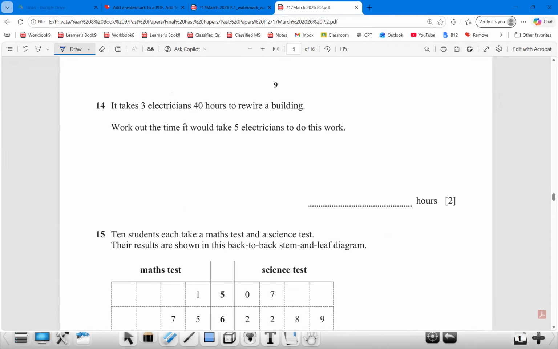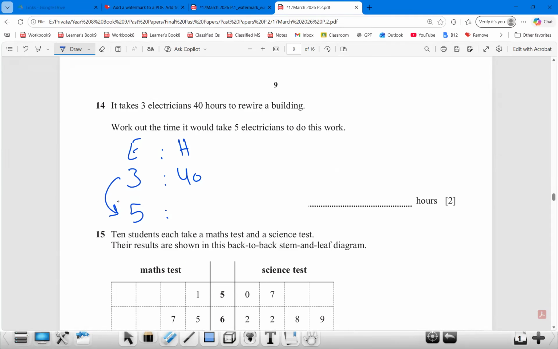It takes 3 electricians 40 hours to rewire a building. So here, electricians, number of hours: 3 electricians, 40 hours. And here, they want you to work out the time it would take 5 electricians. Do not think about it as a direct proportion, saying 5 times 40 divided by 3. No way. This is inverse proportion. Wake up, wake up, wake up. Inverse proportion, so whatever happened to the 3, you do the opposite to the hours.